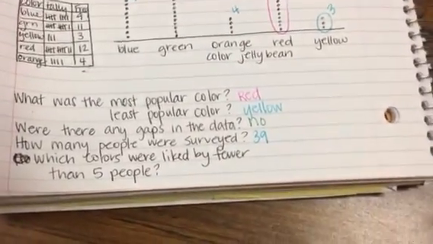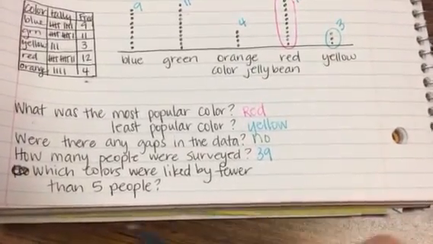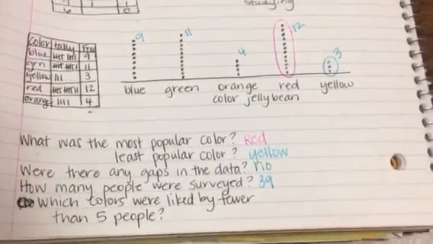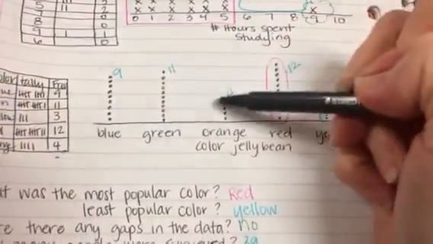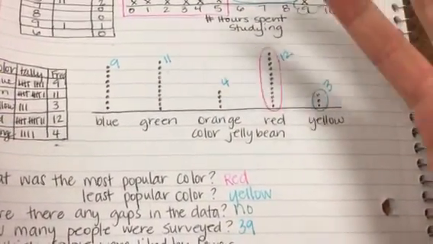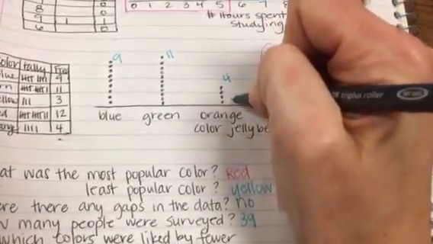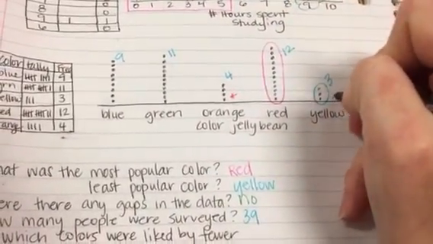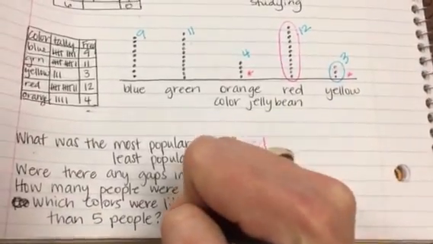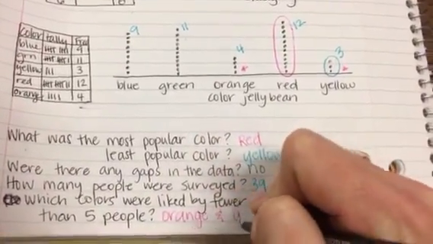The last question is fairly easy as well. It says, which colors were liked by fewer than 5 people? Since I've already labeled all of my data, all I have to do is look and see which colors were liked by fewer than 5 people. Well, that would be this one and this one. So to answer this question, I would just say orange and yellow.